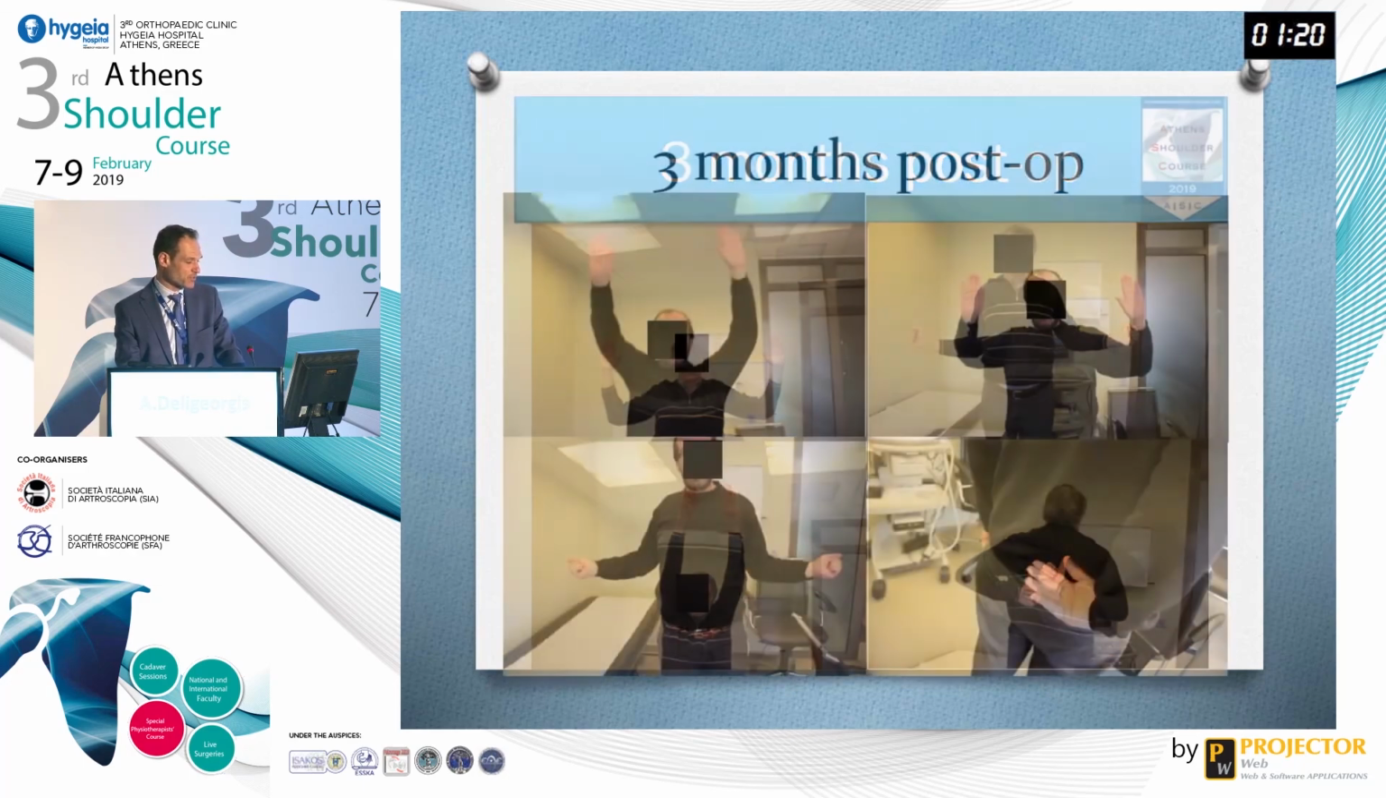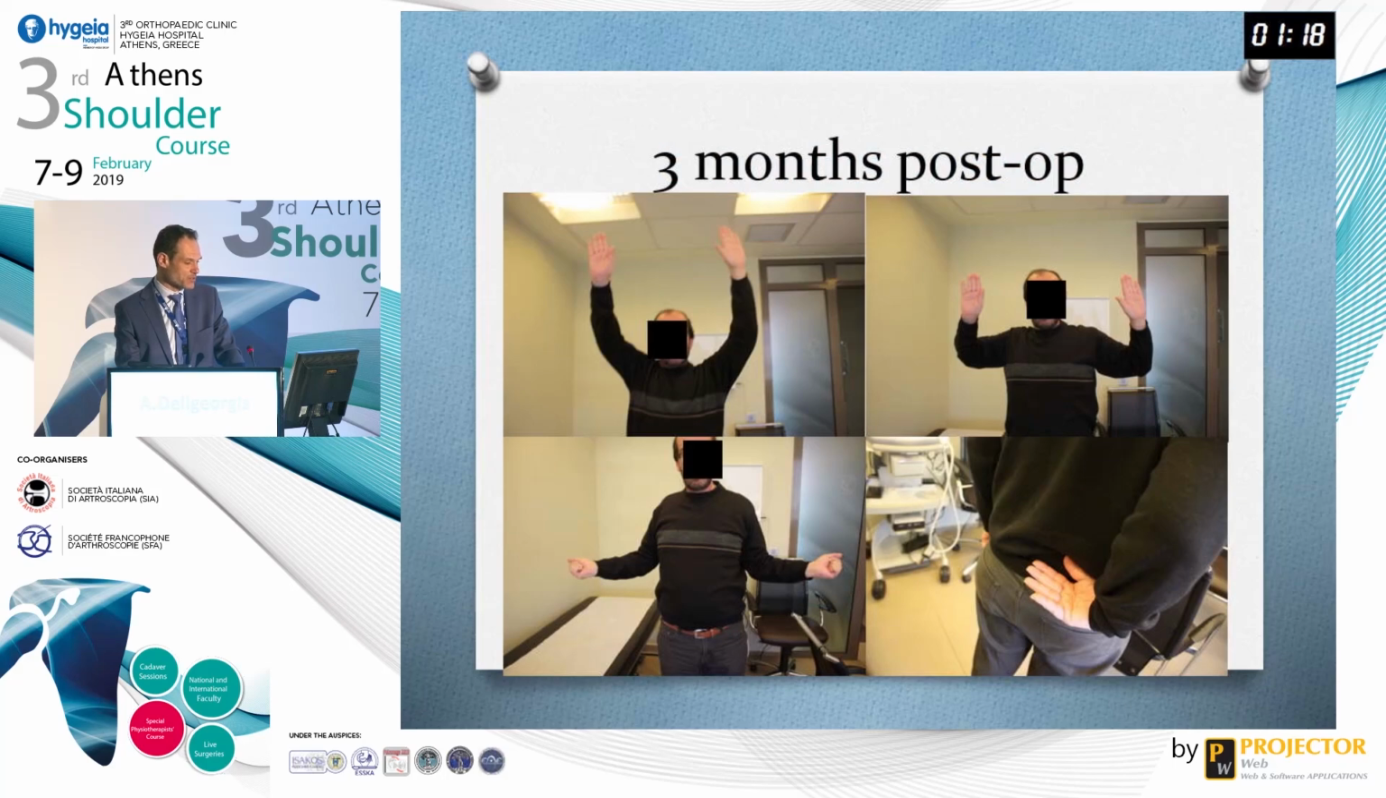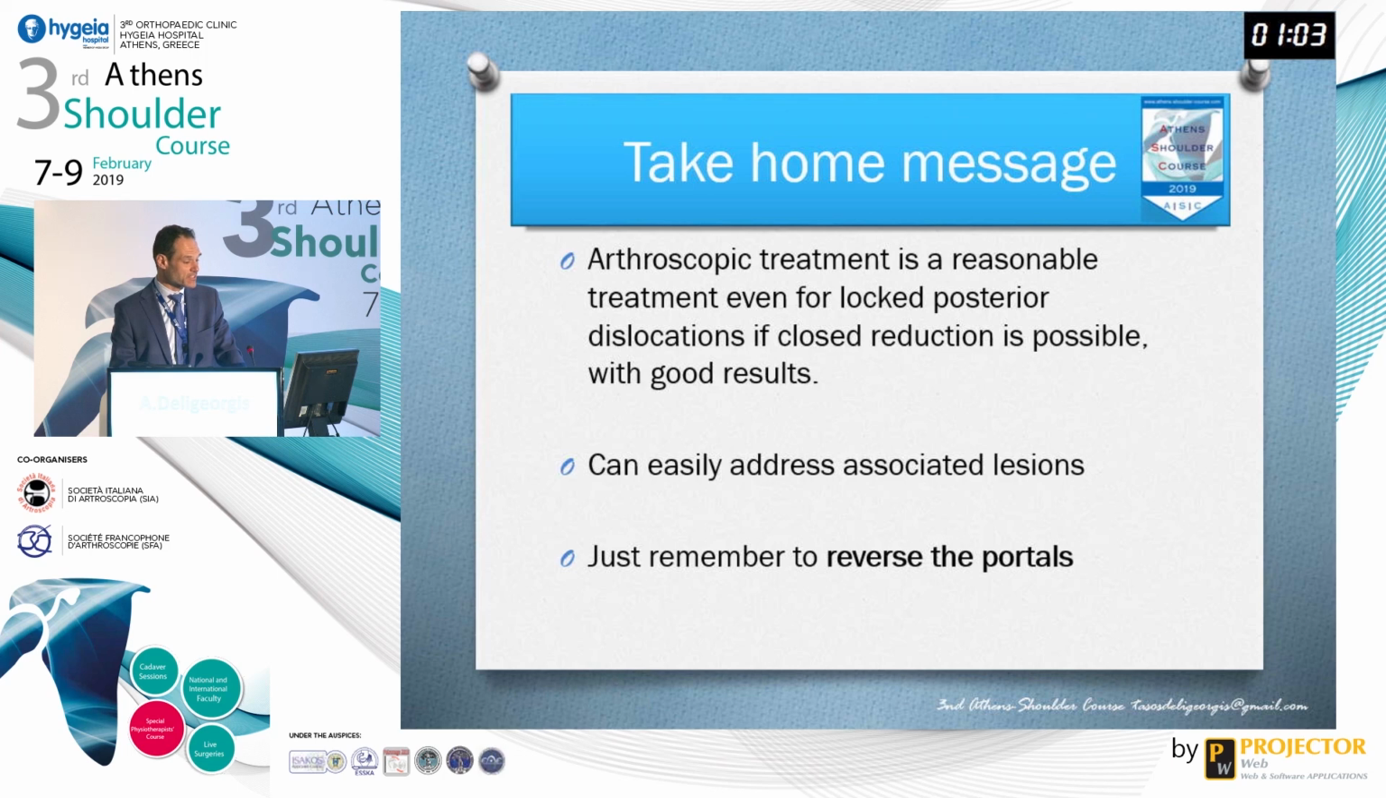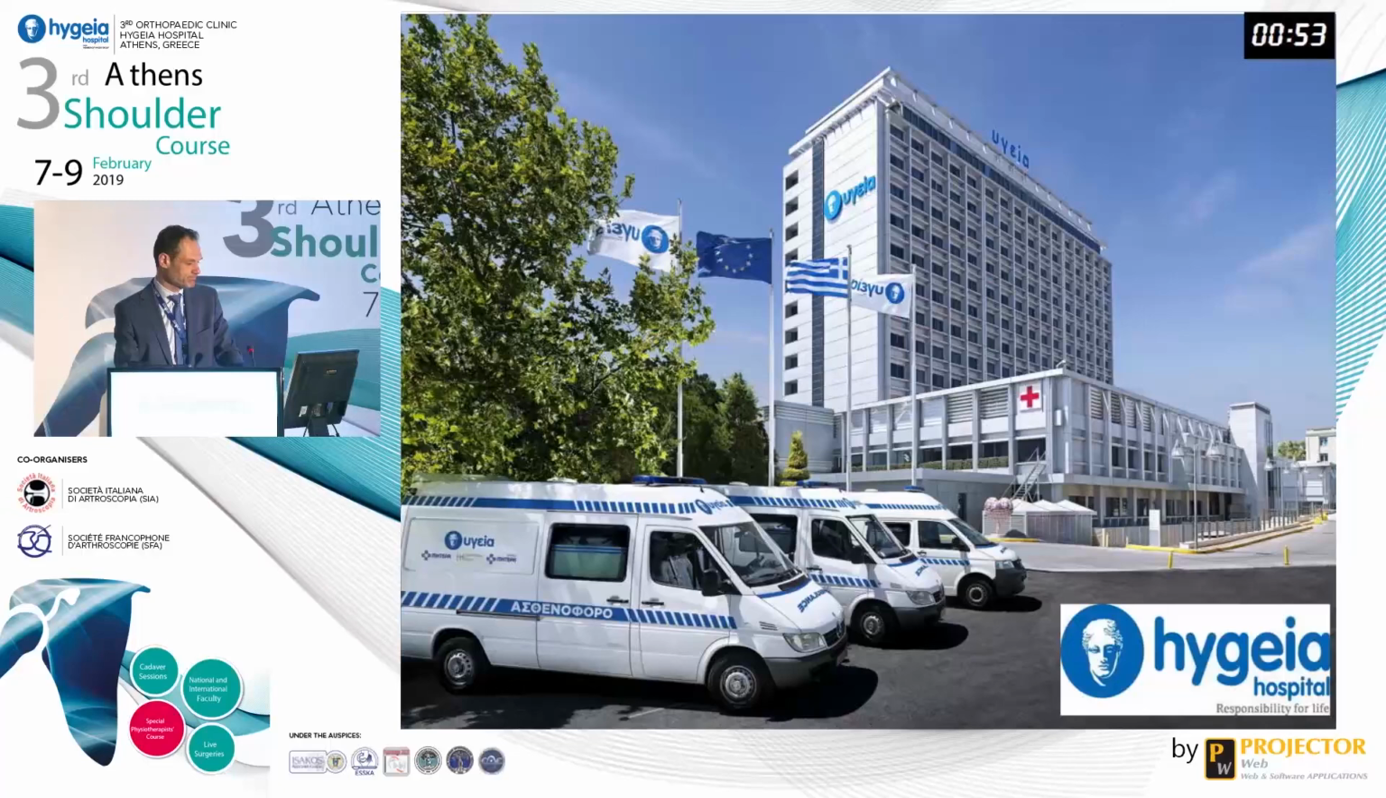This is 3 months postoperatively, and there's another patient at 3 months postoperatively. So the take-home message is that posterior dislocation is a very rare injury. Be suspicious if there's no external rotation, even if the other movements are possible, and look for radiographic signs. If in any doubt, ask for a CT. Arthroscopic treatment is a reasonable treatment, even for locked posterior dislocations, if closed reduction is possible, with good results. You can easily address associated lesions, and just remember to reverse the portals. Thank you.